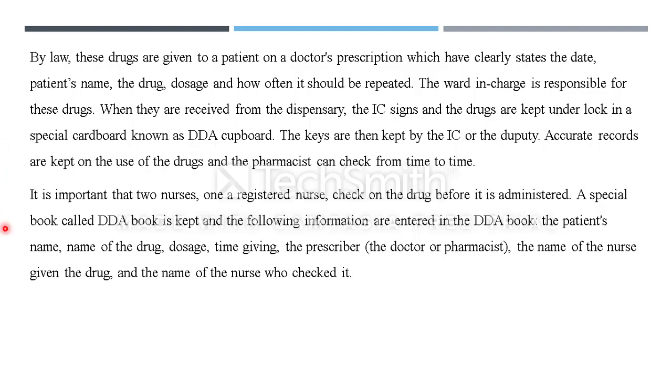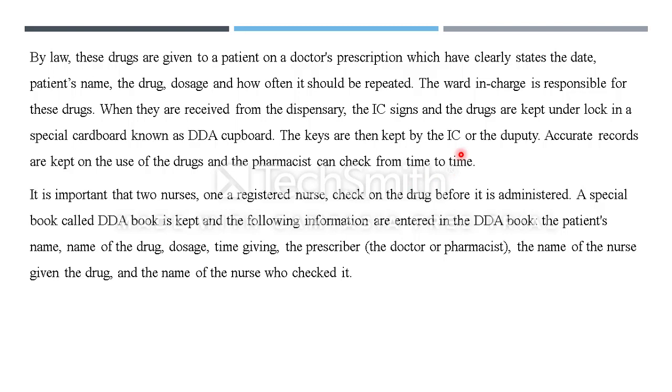By law, these drugs are given to patients on a doctor's prescription, which clearly states the date, patient's name, the drug, the dosage, and how often it should be given. The ward in charge is responsible for these drugs when they are received from the dispensary. The in charge signs, and the drugs are kept under lock in a special cupboard known as the DDA cupboard, Dangerous Drug Act cupboard. The keys are kept by the in charge or the deputy. Accurate records are kept on the use of drugs, and the pharmacist can check from time to time.